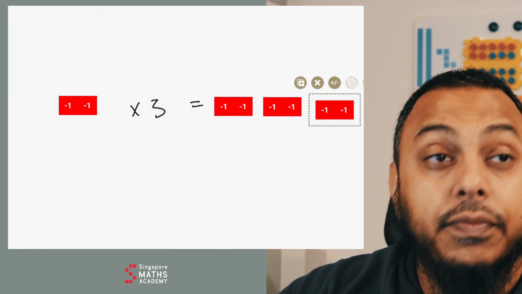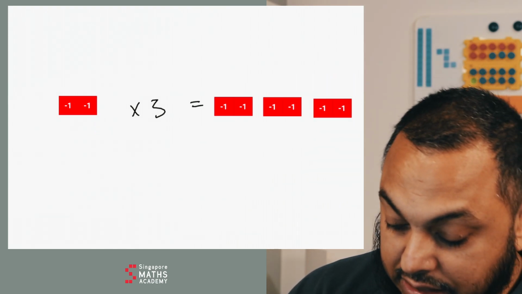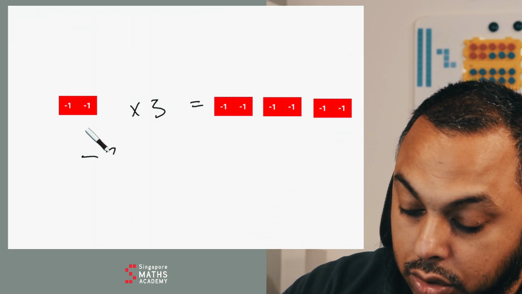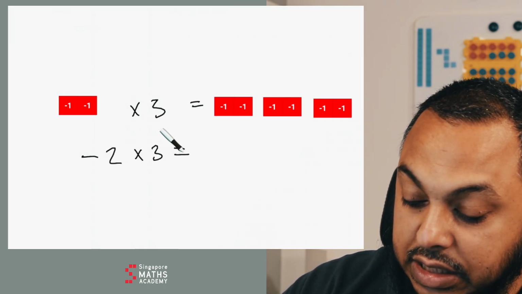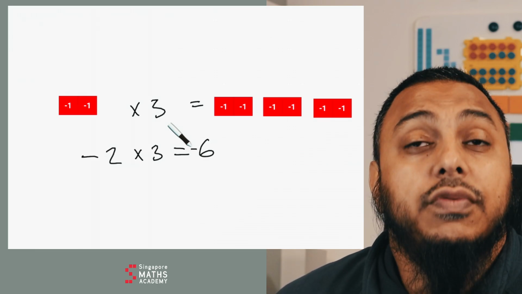All together, what do we have? We've got -6, right? So -2 times 3 is equal to -6. It just means we're going to have 3 lots of -2's.